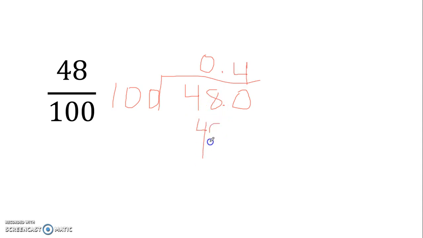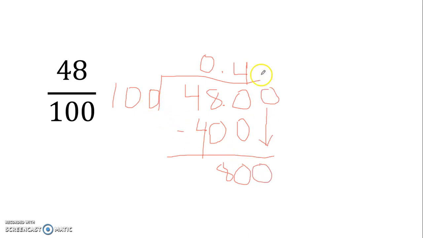So 480 minus 400, which is equal to 80. We need to add that 0, bring it down. 800, how many times does 100 go into 800? The answer is 8.